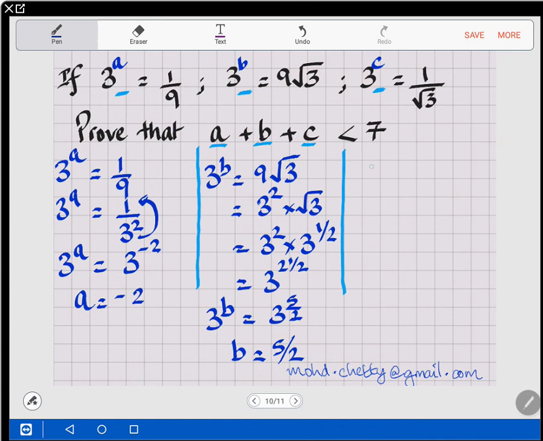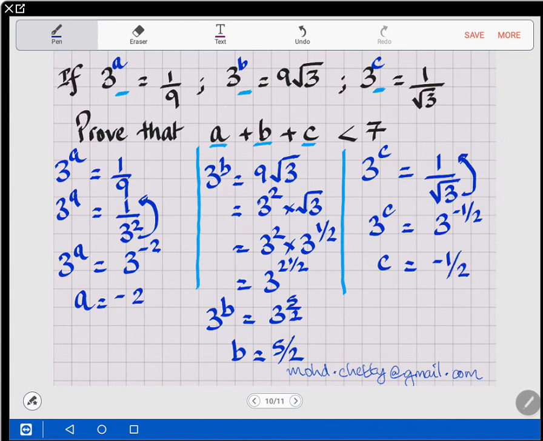And last bit, 3 to the power of c is equal to 1 over root of 3. Right. 3 to the power of c is equal to 3 to the power of minus half. Pour un, on va le monter en haut. Ok? Donc, c is equal to what? Minus half. Alright?